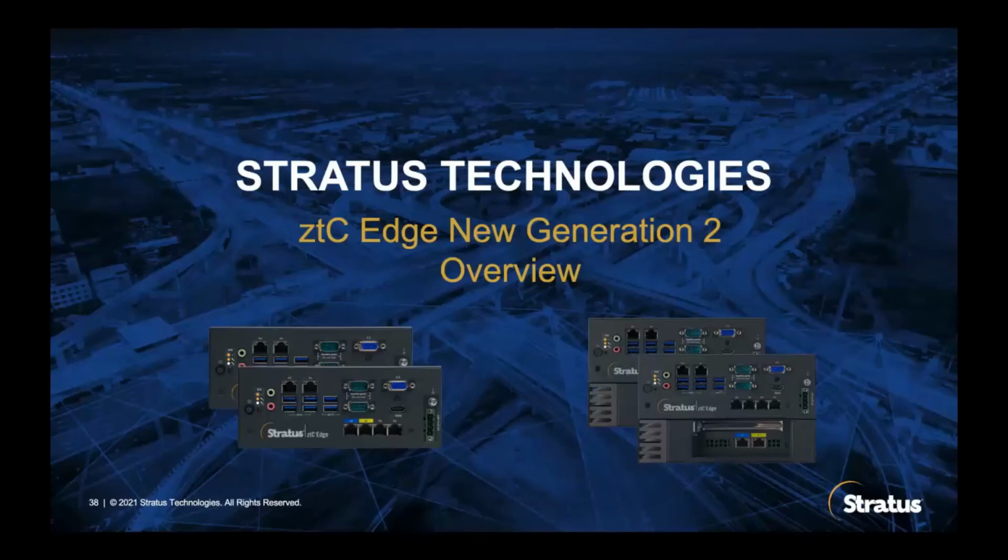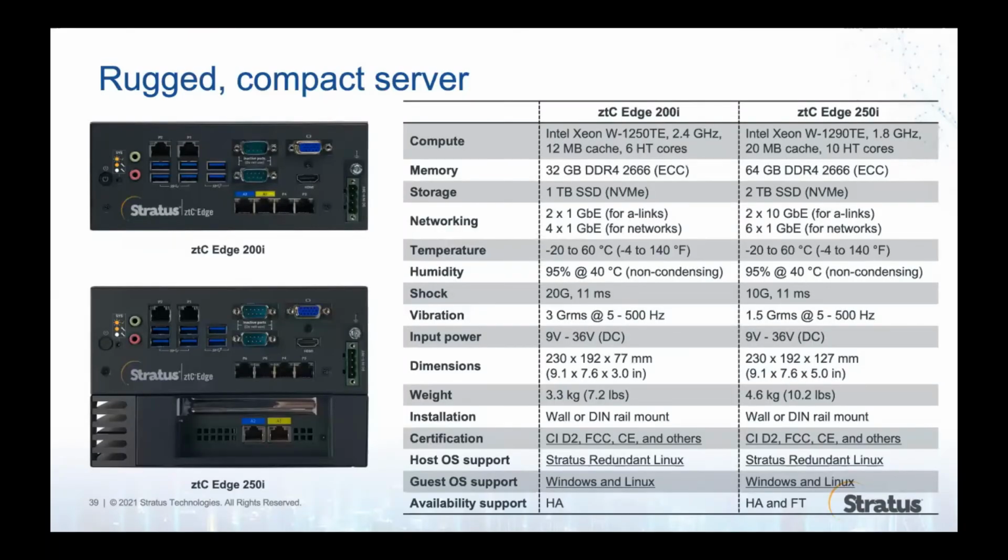That's just a quick, brief background of our ztC generation 1. I don't want to dwell too much on it, because what I want to tell you about is the new generation today, and that is the ztC 200 and the ztC 250i nodes. On the screen here, you can see the difference between the 200i and the 250i. First of all, the processing power has been increased in both these ztC options from our generation 1.